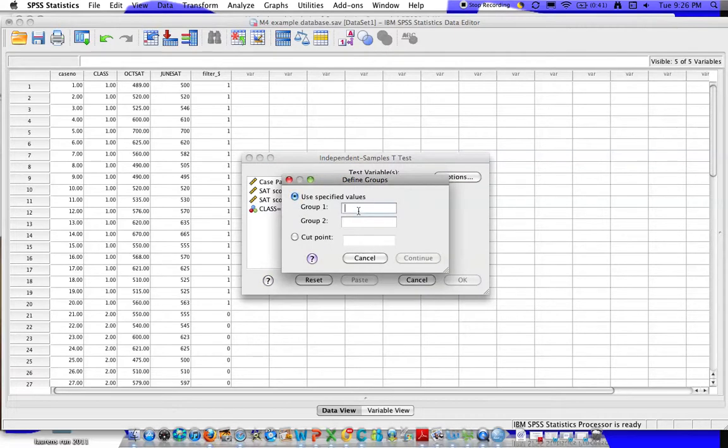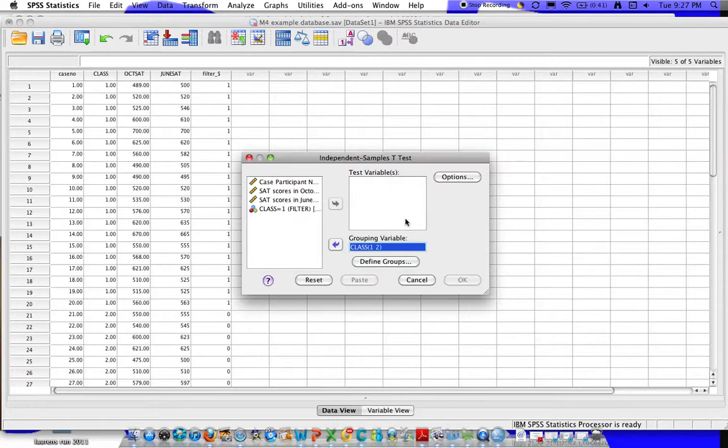Group 1 has the value of 1, right over here. Group 1, Mr. Undabi's class, has the value of 1. Ms. Chotsky's class has the value of 2. Remember I mentioned you can use any value you want because this is where you're going to designate which groups you're looking at and what the numbers to represent those groups are. And click on Continue.